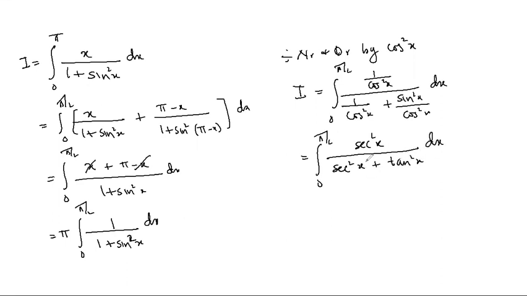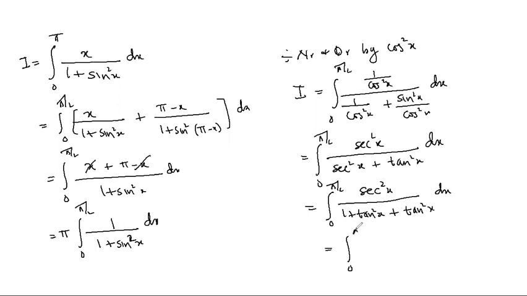Don't think this is the I plus I method. Now write the sec square x as 1 plus tan square x. So 1 plus tan square x plus tan square x. That became 0 to pi by 2, sec square x upon 1 plus 2 tan square x.